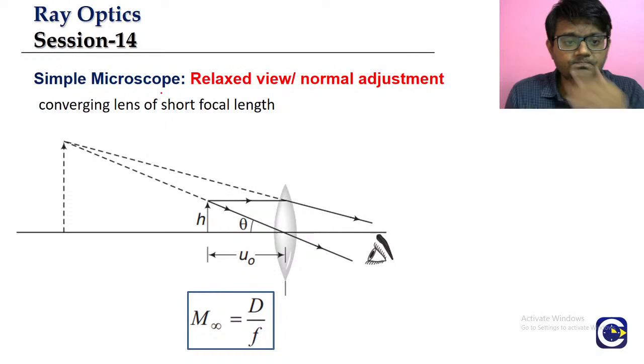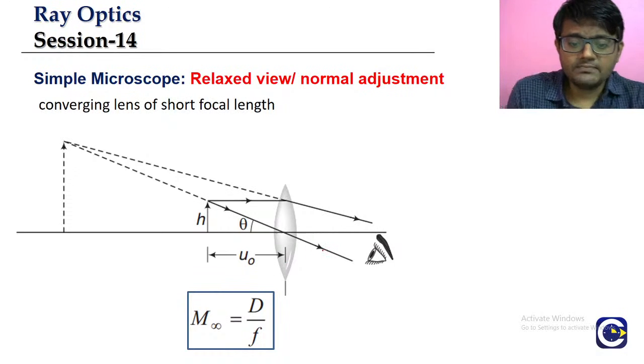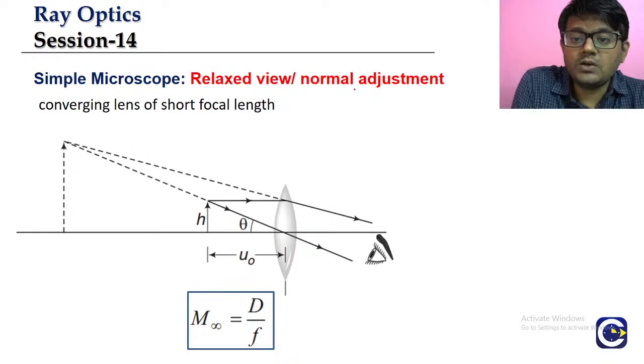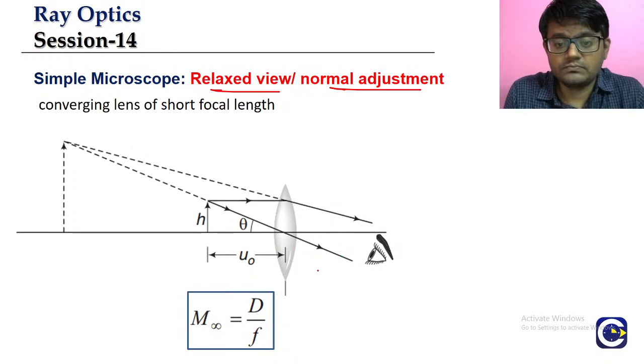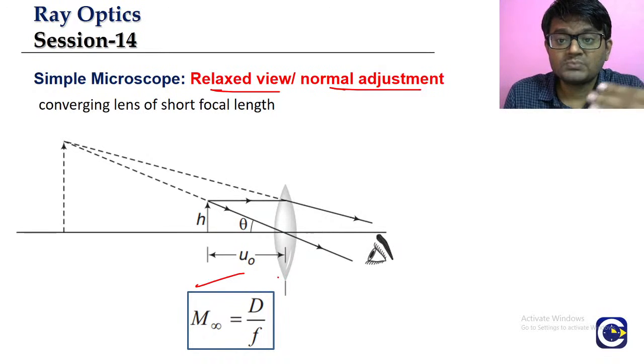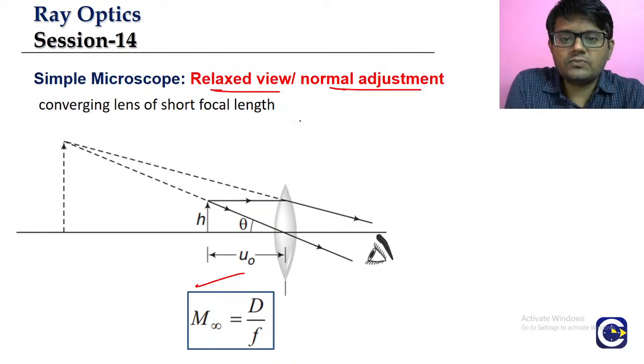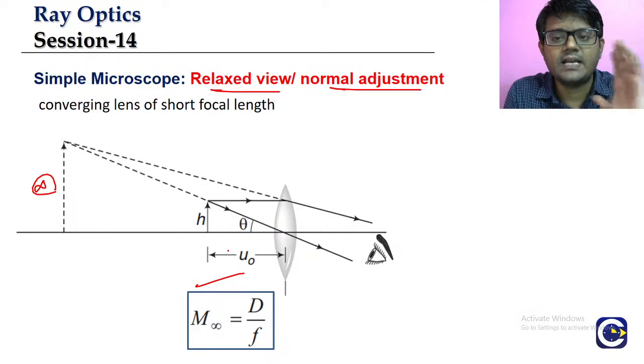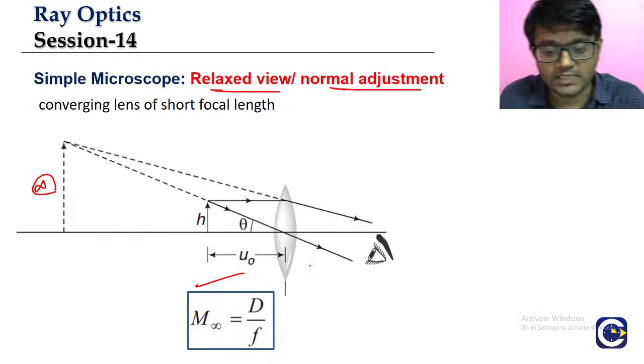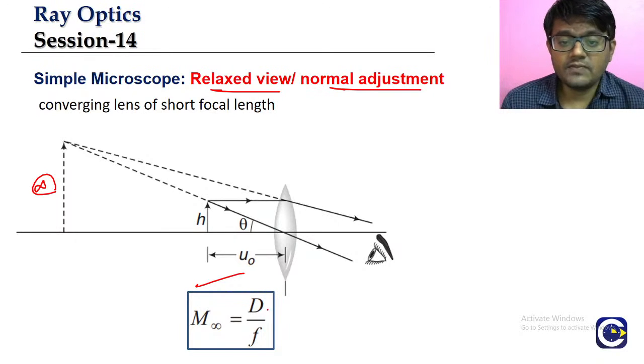For the simple microscope in normal adjustment, or the relaxed view, I'm just going through the formula that we already covered in the previous session. Here the magnification is in terms of the visual angle. The relaxed view is when the final image is formed at infinity, that is when our eye will be able to see it in a relaxed way. This is also called normal adjustment. For that, the magnification is D by f.